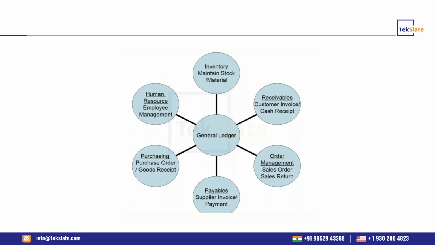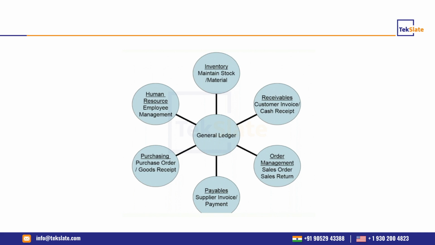The one you see in the middle is called general ledger. General ledger you also call main ledger. Now all the modules which are surrounding it are called subledgers or submodules. In the submodules, like purchasing, payables, receivables, order management, cash management, what do we do? Every module has its own activity to perform. That's what I told you, right?